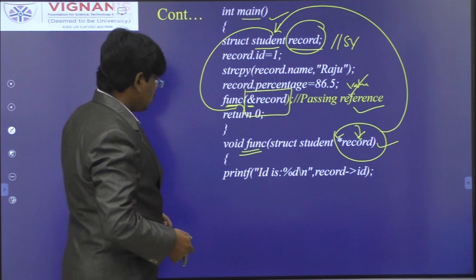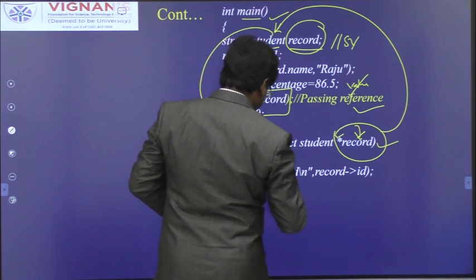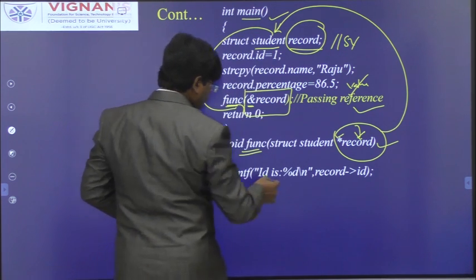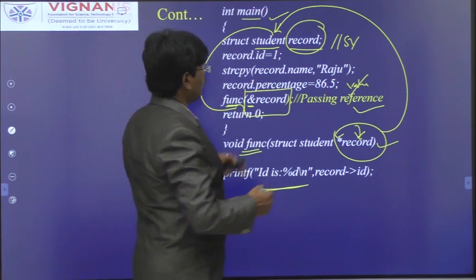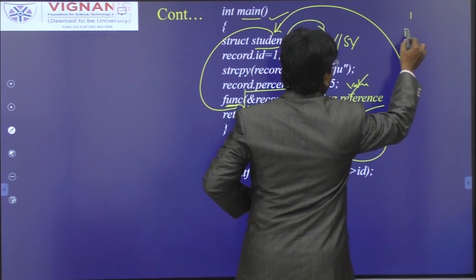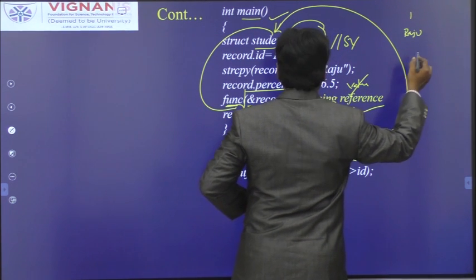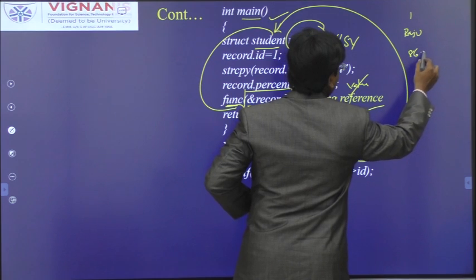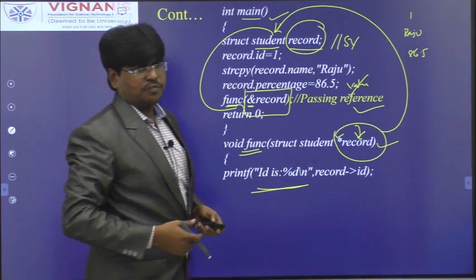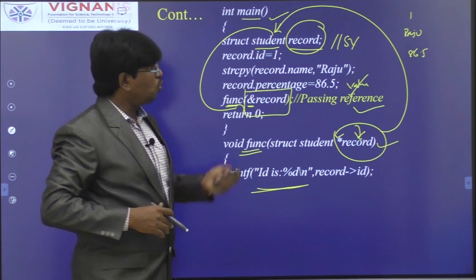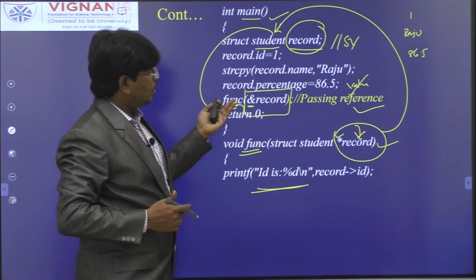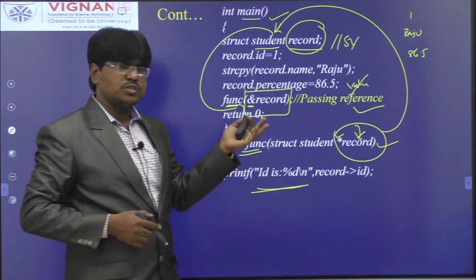What I have written here is very important. I am going to print the ID. First of all, I have stored the values, whatever the student one is: 1, Raju, 86.5. This is the first student's information I have taken. You can take n number of students' information also, and don't think that I'm using the same example only. You can use any example.